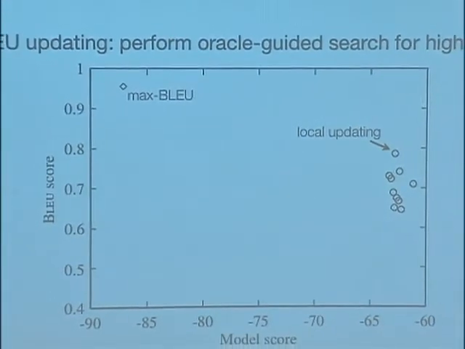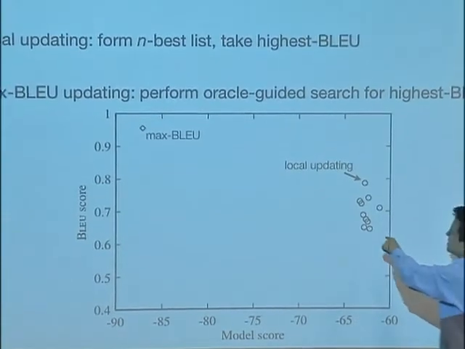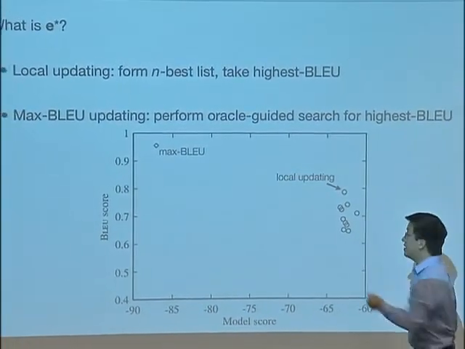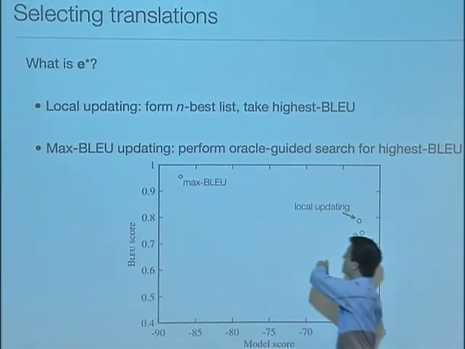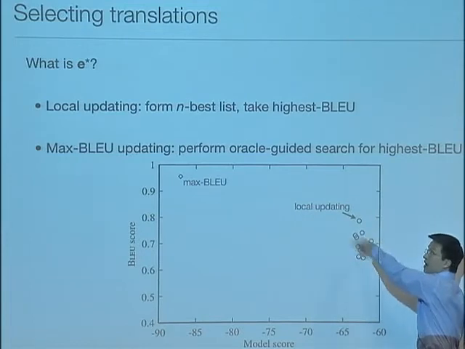OK, so what objections might we have to local updating? The main one that I have is that we're using the n-best list, and we're relying on the fact that the n-best list is short. If n is too high, then this n-best list will end up including that guy. If n is too high, then local updating reduces to max BLEU updating, and we have the same problem as before. So we have to choose this n very carefully. Too low, and the BLEU scores won't be good enough. Too high, and it could go unstable.